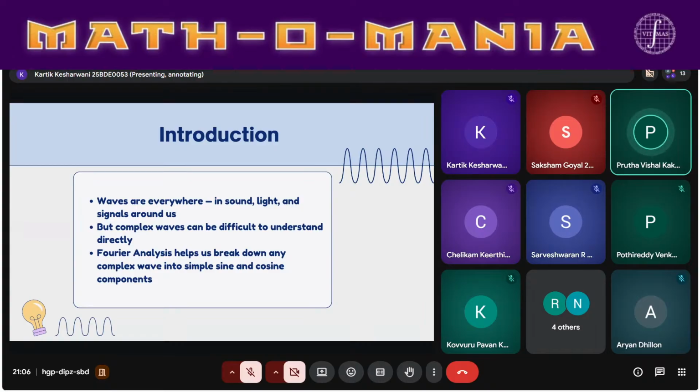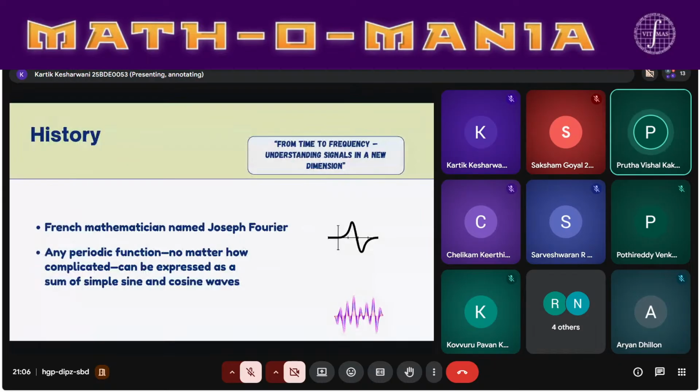To understand this, let's go back in time. In the early 1800s, a French mathematician named Joseph Fourier was studying how heat flows through solid objects. While working on this problem, he came up with a very bold idea. He said that any periodic function, no matter how complicated, can be expressed as a sum of simple sine and cosine waves. At that time, this idea was quite shocking.